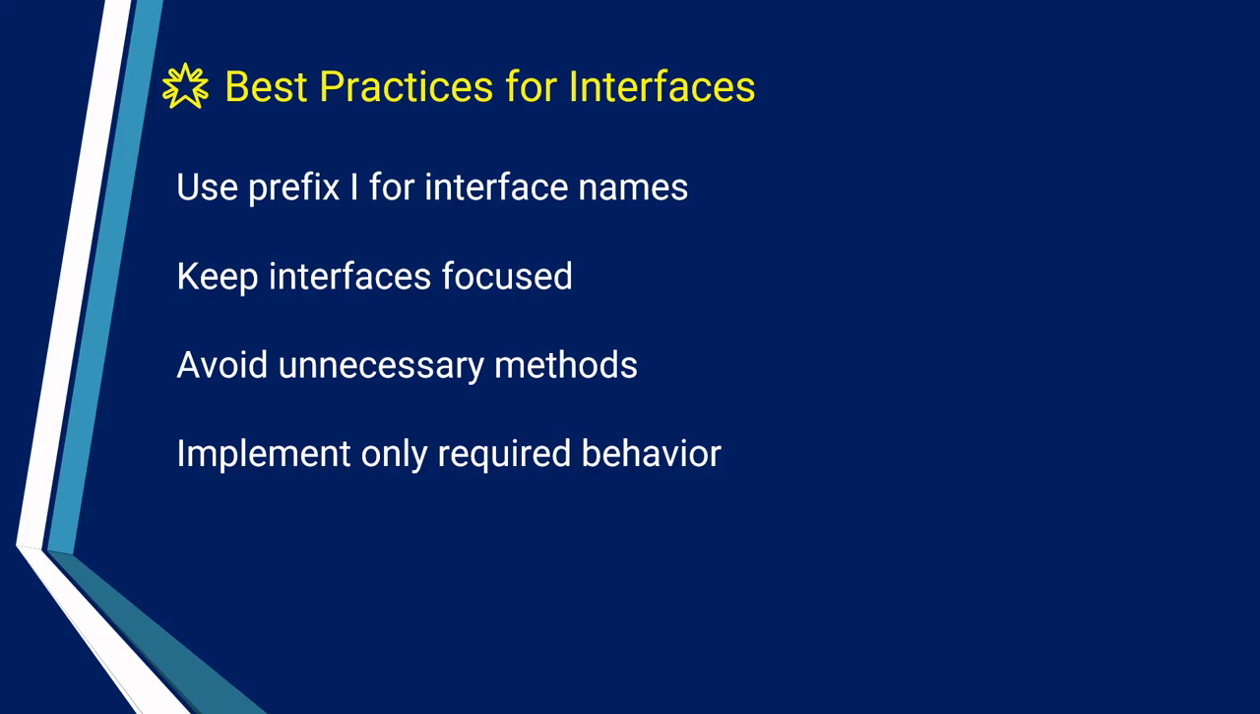When working with interfaces in C#, follow best practices. Always use the I prefix for interface names. Keep interfaces focused on a single responsibility. Avoid adding unnecessary methods and implement only what is required for clean, maintainable code.